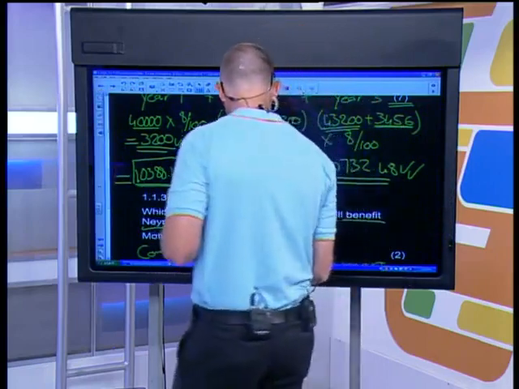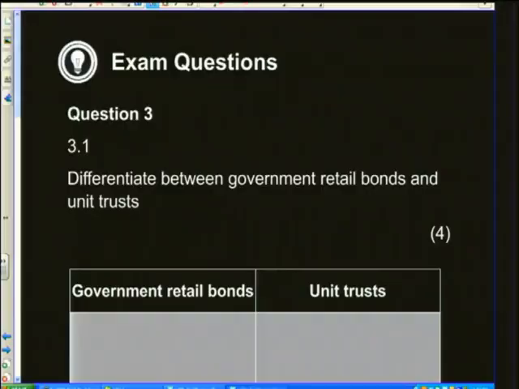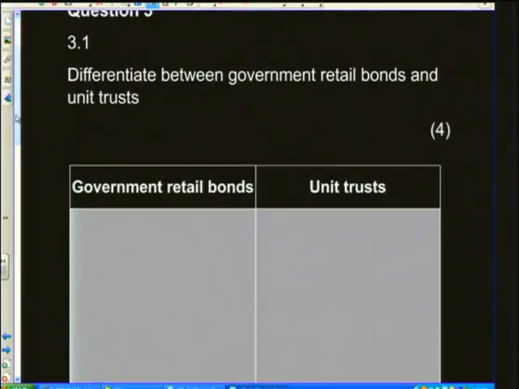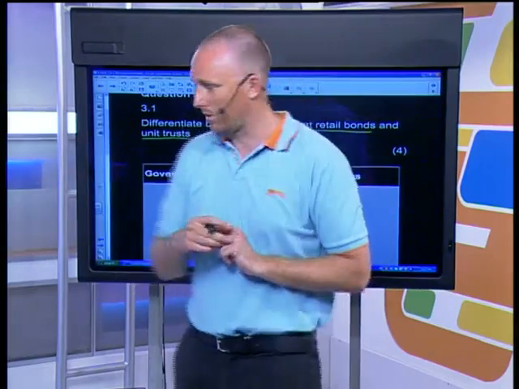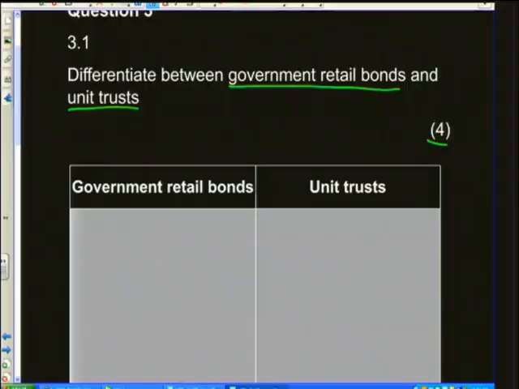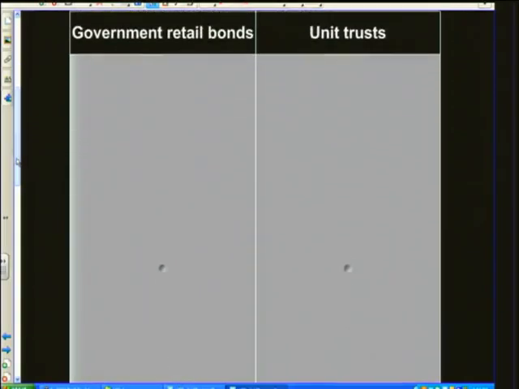Okay, so let's shoot through to the next questions. Question 3.1: Differentiate between government retail bonds and unit trusts. It's very important that you guys understand all the different investment options that we have out there. I'd highly recommend that you go through all the different investment options and draw up a table where you can see the differences between them. This question was for 4 marks, so it's going to be 2 marks per point. And we're going to first start with our government retail bonds.